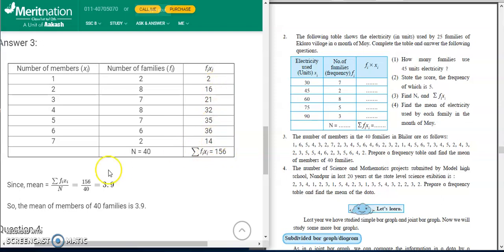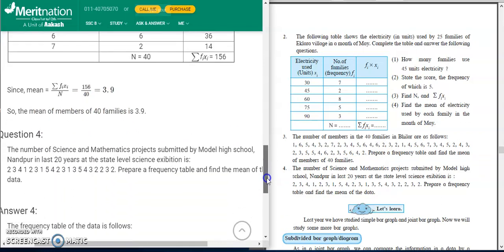X bar, the mean, we have to calculate. X bar equals summation of Fi into Xi upon capital N, that is equal to 156 upon 40, that is equal to 3.9. So the mean of members of 40 families is 3.9.